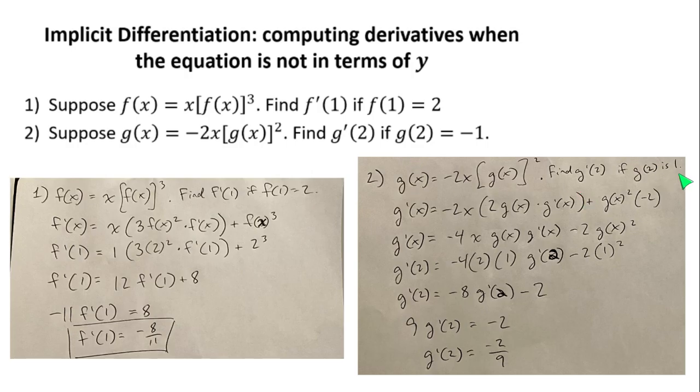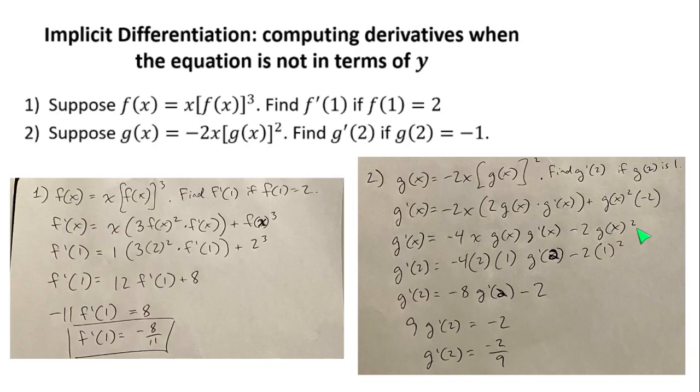This first line is a restatement of the problem. First thing I would do again is find a derivative. We see we have a product rule situation, 1d2 plus 2d1. Here's 1d2, and then we have 2d1. All right, now let's look at a bit of simplification. Negative 2 times 2 is negative 4. And then you have x, g of x, g prime of x. And then we have negative 2 g of x squared.